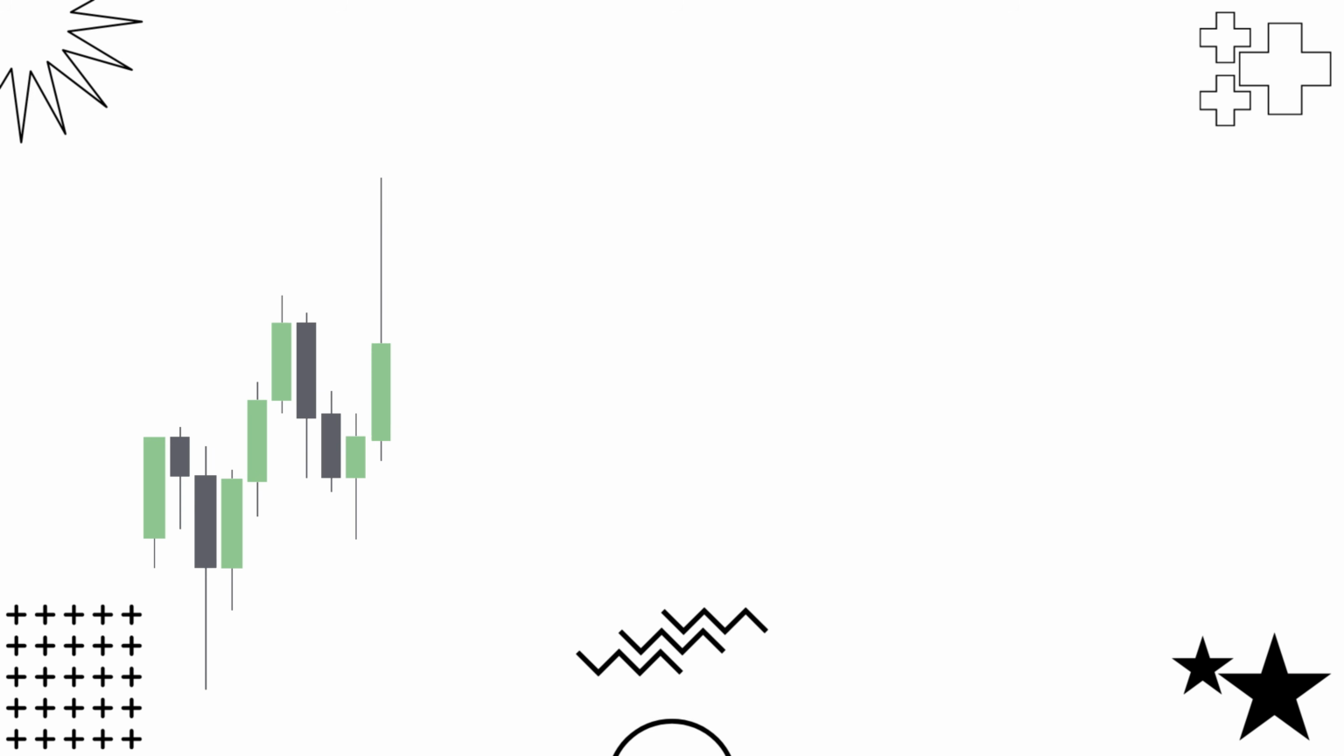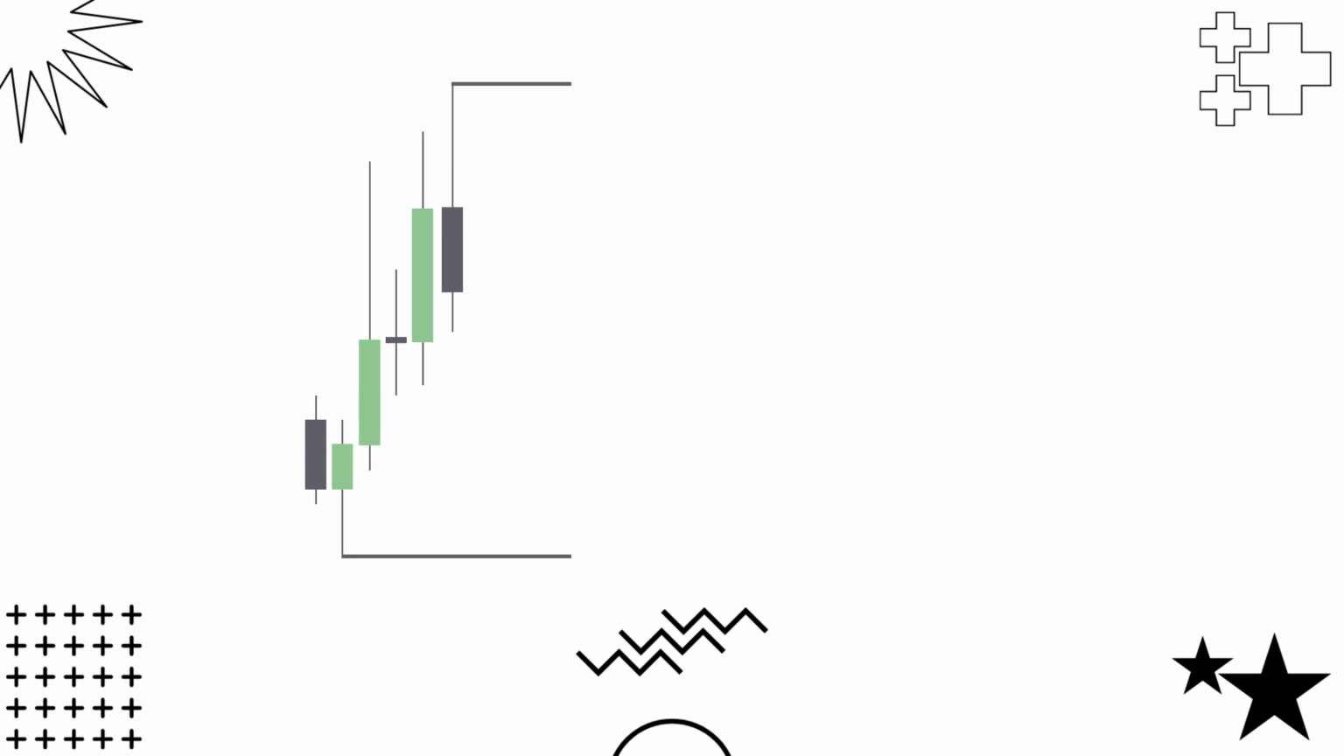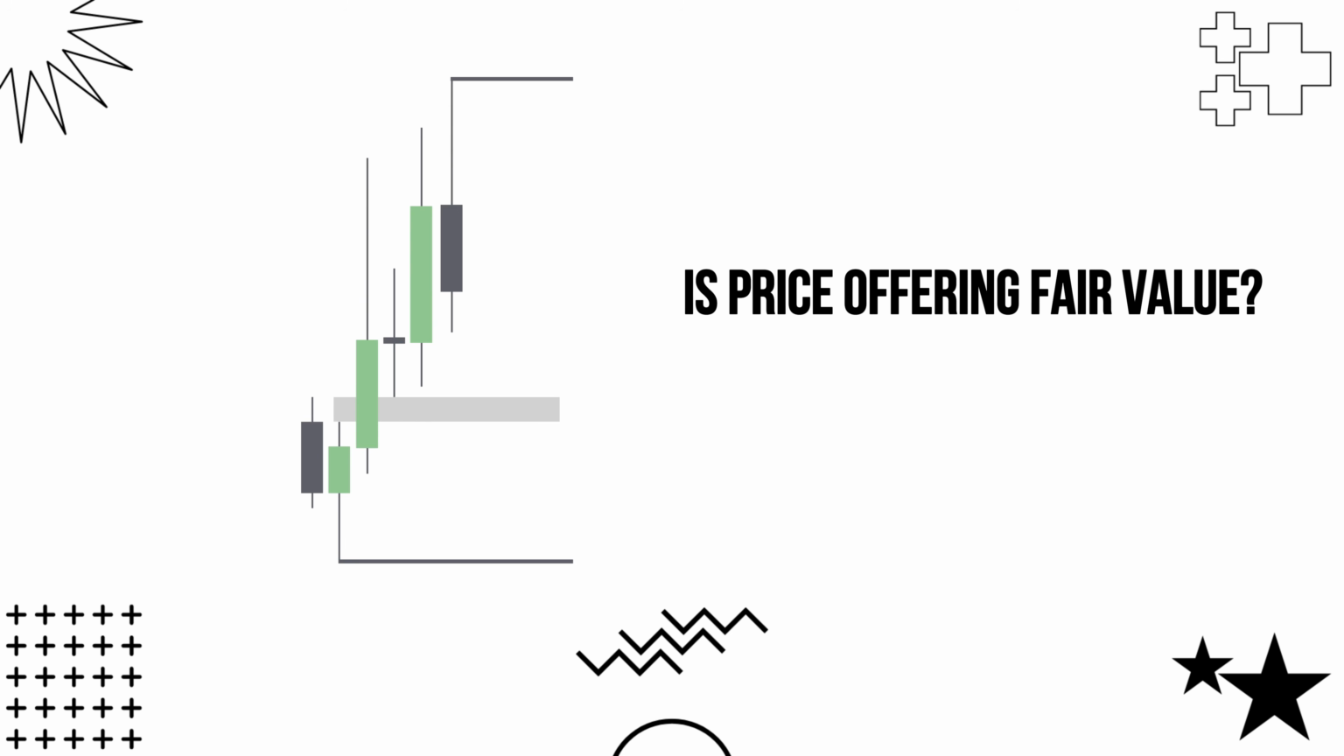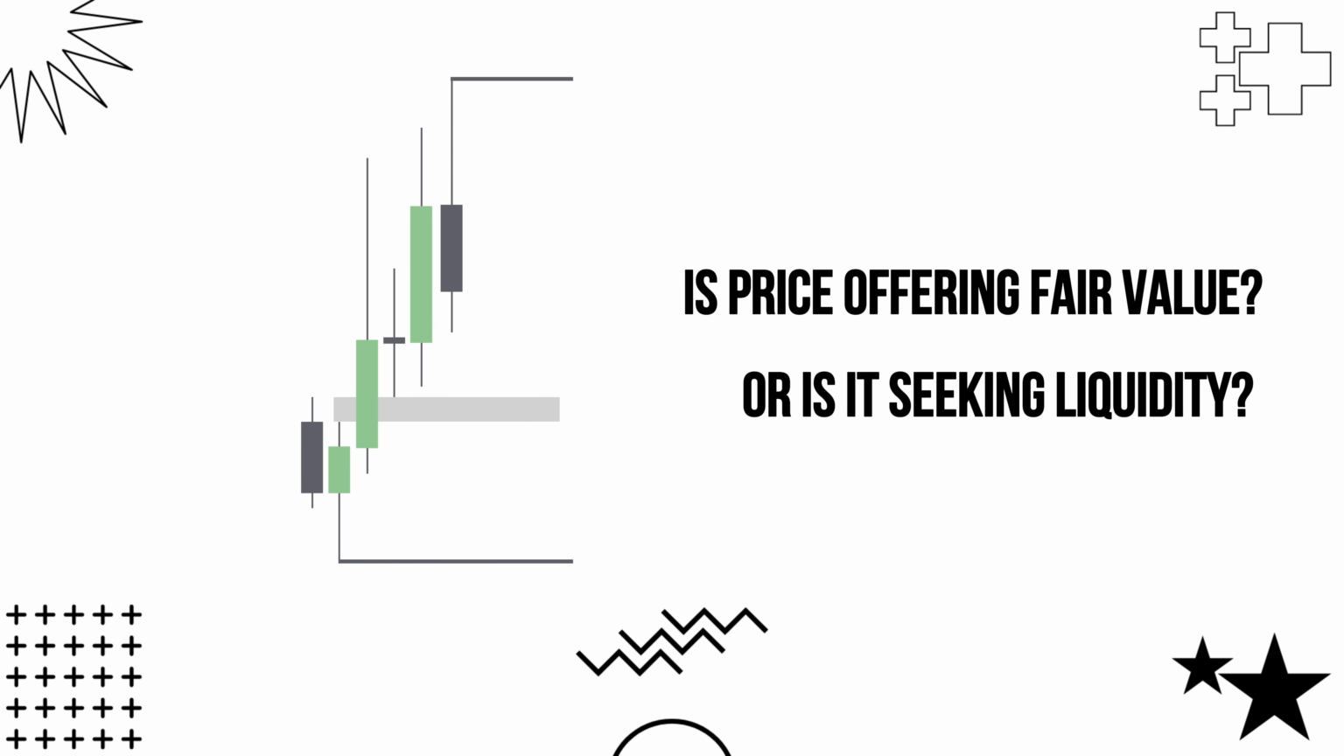Mark out your most recent swing high to swing low. This gives you your current price leg. You always want to be looking for internal fair value gaps. You want price legs that have fair value gaps in them. Now that you have that most recent swing high to swing low marked, mark out the fair value gap within that price leg, and then ask yourself, is price offering fair value, aka drawing to the fair value gap, or is it seeking liquidity or drawing to the external range, liquidity on the outside of that range?